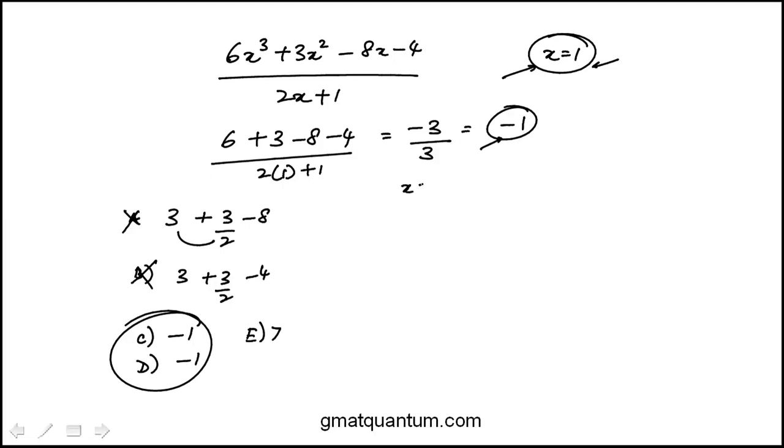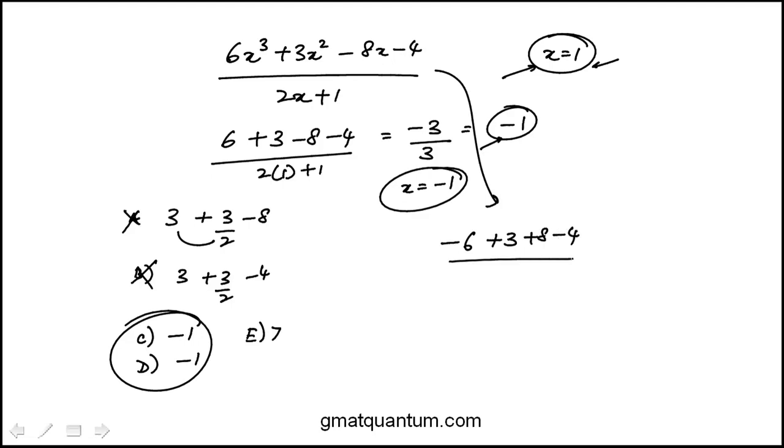The other good value to choose would be minus 1, because again, computation would be easier. So I'm going to plug in minus 1, so it's minus 6 plus 3 plus 8 minus 4. The denominator would be minus 2 plus 1. Of course, you have to keep an eye on your signs, because if you do the computation incorrectly, then of course lots of other problems. So 11 minus 10 is 1 over minus 1, so it's still minus 1.